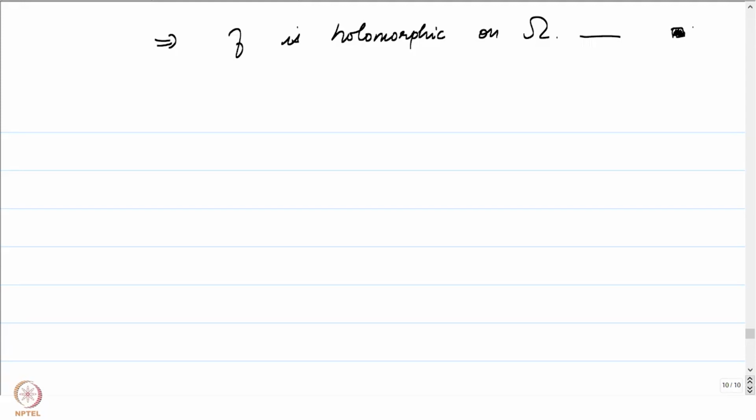Let me give you a direct application of Morera's theorem to conclude that the uniform limit of holomorphic functions, for example, is going to be holomorphic. Let me just write the statement and see how Morera's theorem is actually coming into the story. Uniform limit of holomorphic functions. Let's see what this is.